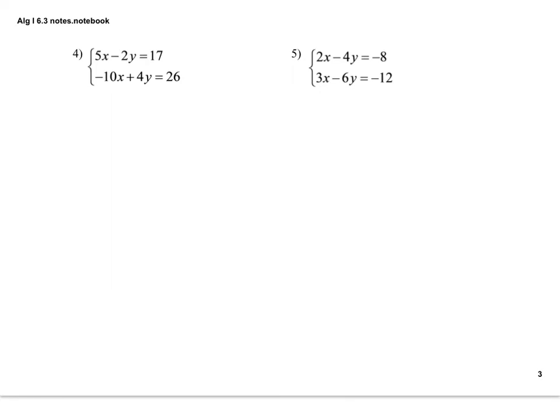All right, in number 4, I'm going to choose to multiply this first equation by 2. So I'm going to end up with a 10x minus 4y is equal to 34. Okay, when I do that, watch what happens. My 10's cancel out, my 4's cancel out. I have 0 is equal to, let's see, what's this going to be? I have a 0 there. I have a 1 there, so I'd have 60. Is 0 equal to 60? Good question. I don't think so. So I'm going to say no solution in that case.